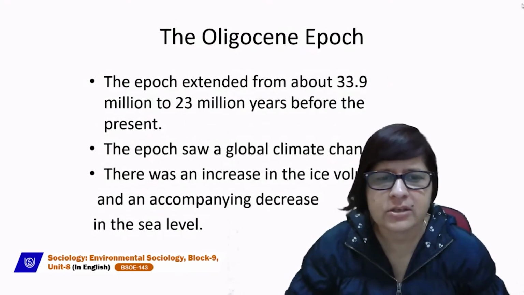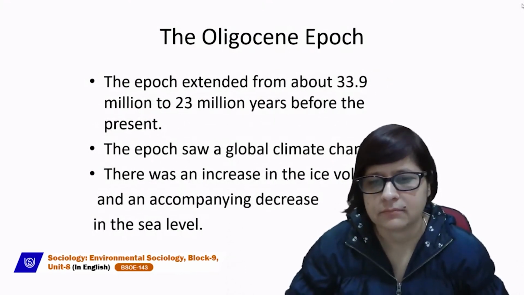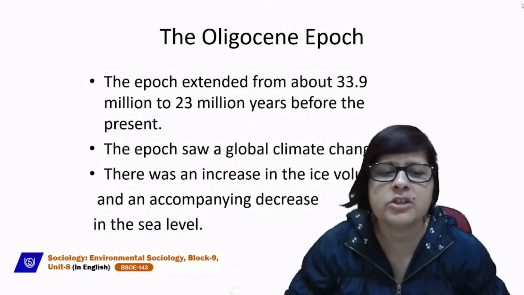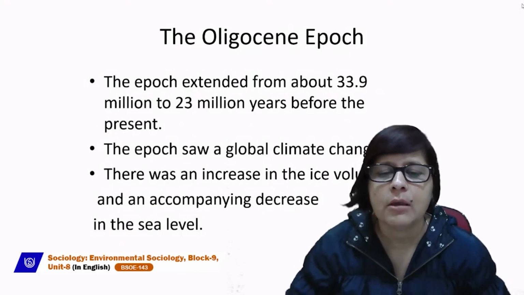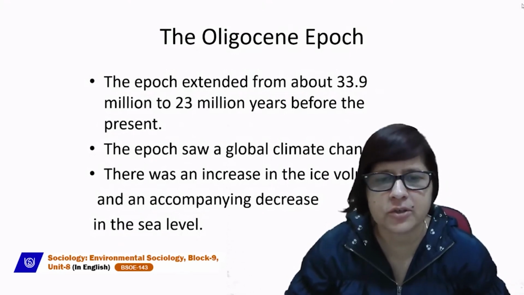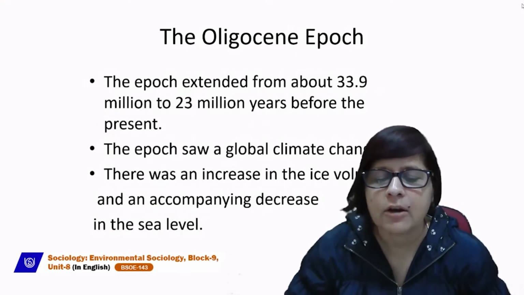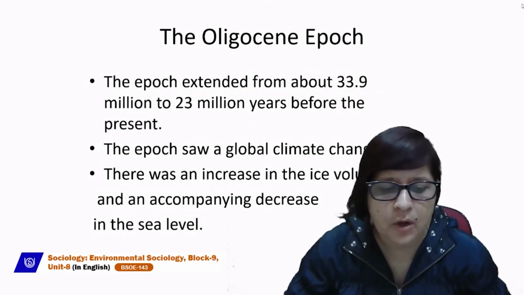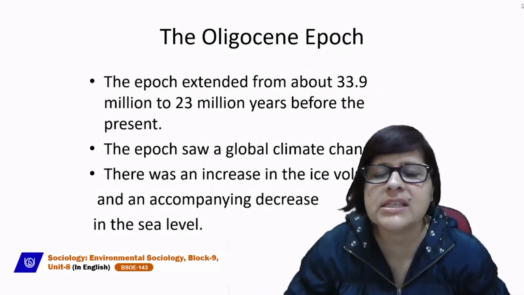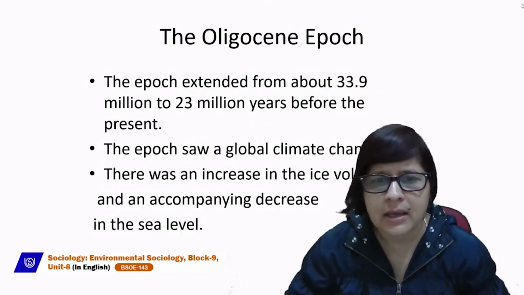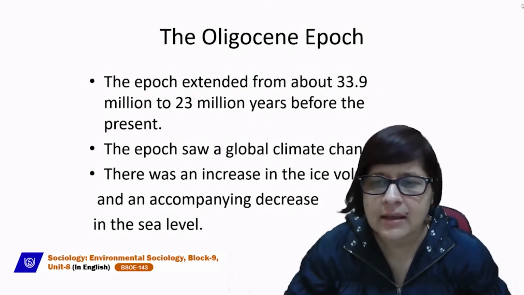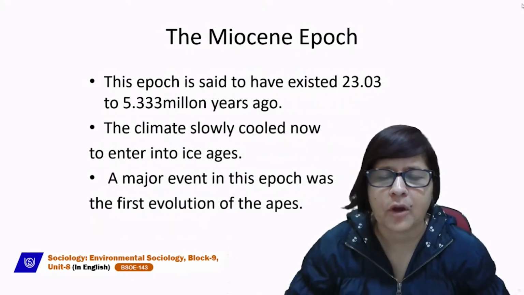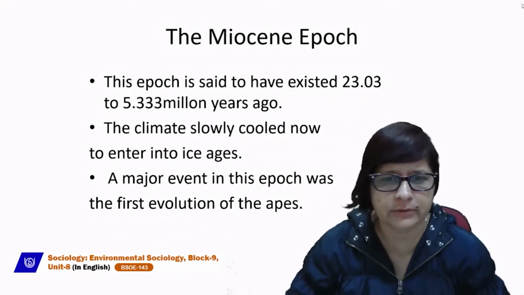The next age is the Oligocene. This epoch extended from 33.9 million to 23 million years before the present. The epoch saw a global climate change: there was an increase in ice volume and a decrease in the sea level.